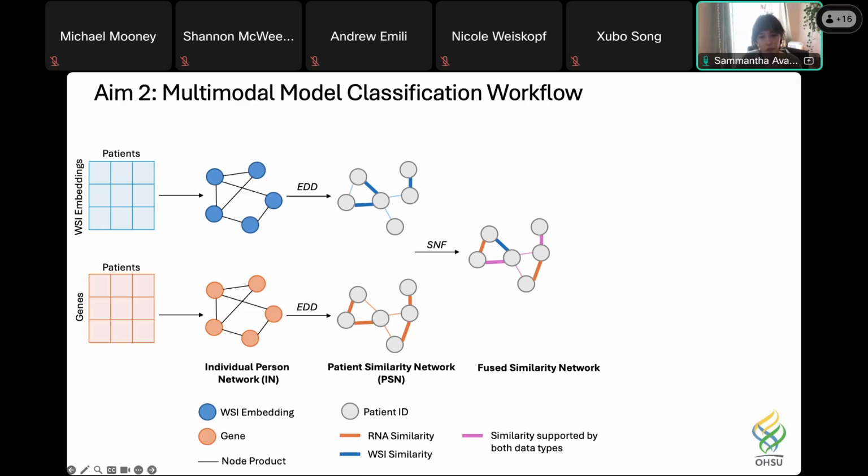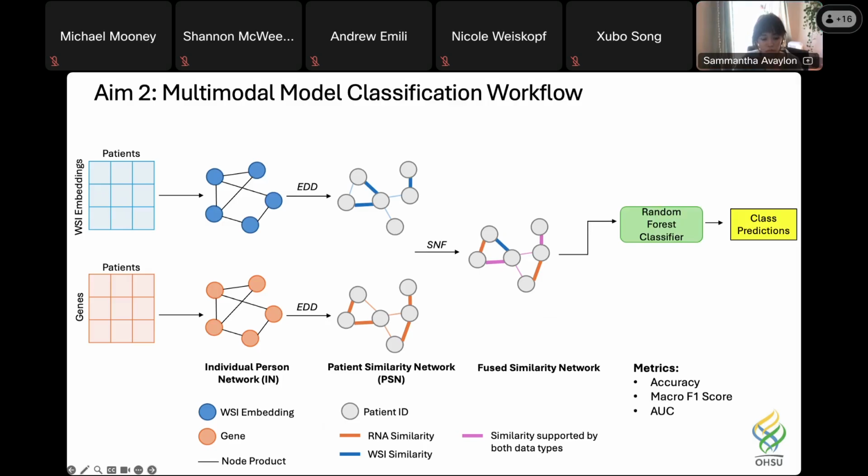And so this approach really allows us to leverage the complementary relationships between these 2 data types for more accurate subtype classification. In addition to this, we are also then able to uncover any unique morphological or RNA features that may have been hidden when considering these data types individually. And so to classify our basal and luminal patients, we used a random forest classifier.